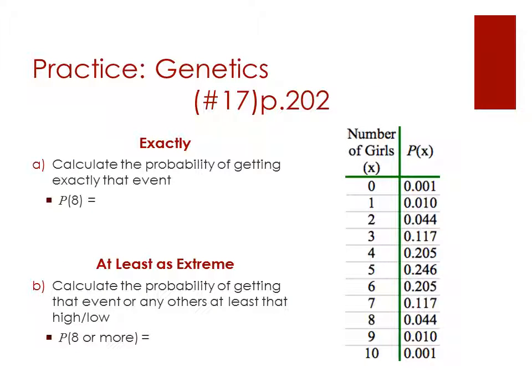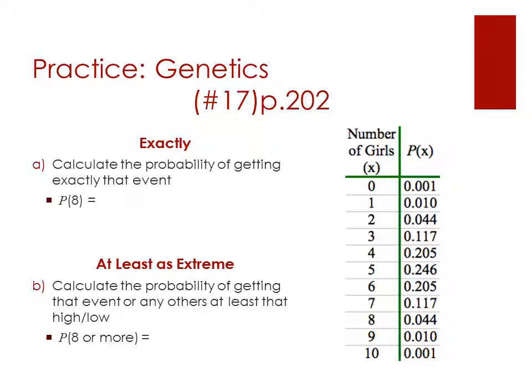All right, now we're on to number 17, and here we need to pay attention to our language. So we're being asked 2 different types of questions here. They're both about the probability of 8 girls in 10 births, but we need to pay attention to how they're worded so we can make sure we're using the right formula. So if we're asked to calculate the probability of getting exactly that event, P of 8, then we're simply going to locate that over here in our chart on the right-hand side. And we only use the value for P of 8. So in this example, that would be 0.044.